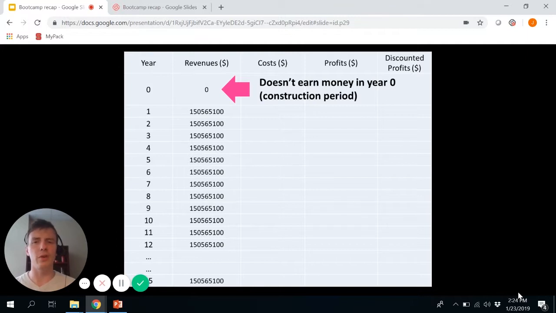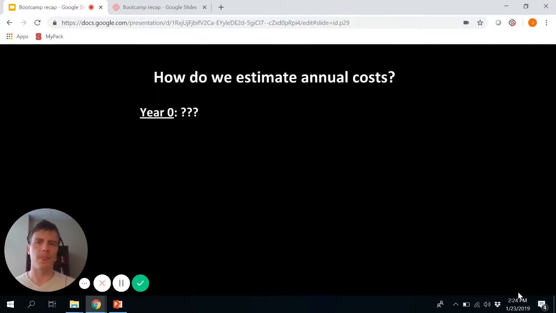In every other year, however, year 1 through 25, over the lifetime of the power plant, we're going to assume that it's going to be selling the same amount of electricity every single year, and that revenues are also going to be the same every single year, equal to $150,565,100. Okay, so we've got revenues down. Now we need to estimate costs.